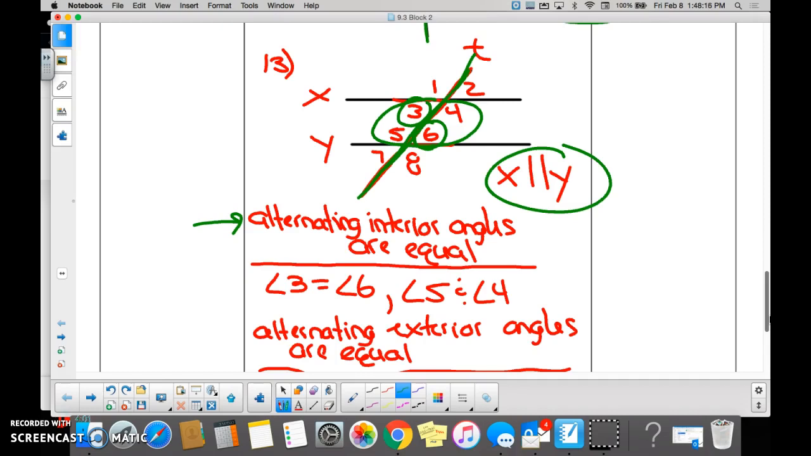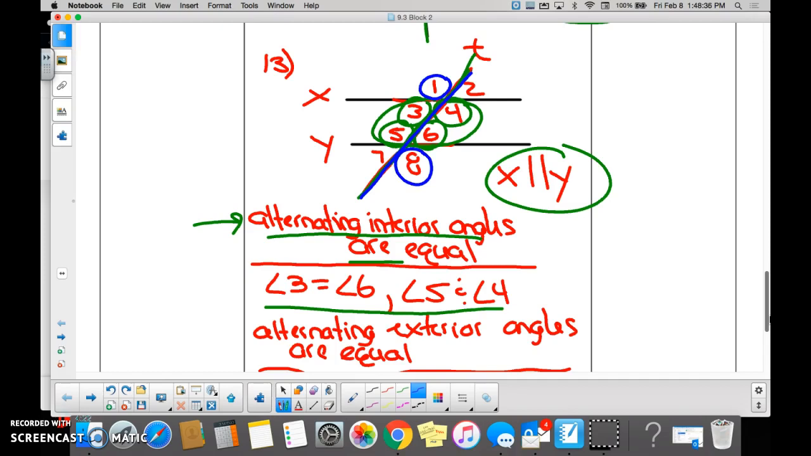Are 5 and 4 alternating? Yes. What are they alternating? Are they on the inside? Yes. So they're alternating interior angles, and we have them all listed here, right? And then the same thing, I'm going to use a different color in this one. Angle 1 alternates the transversal with what other angle? 8. So are they the same?